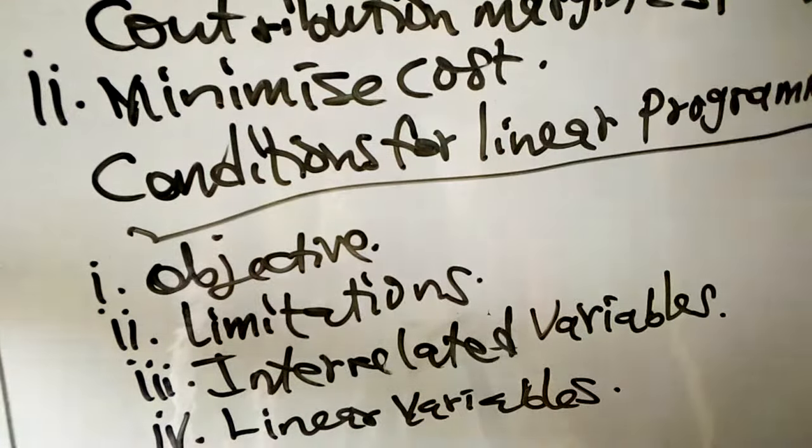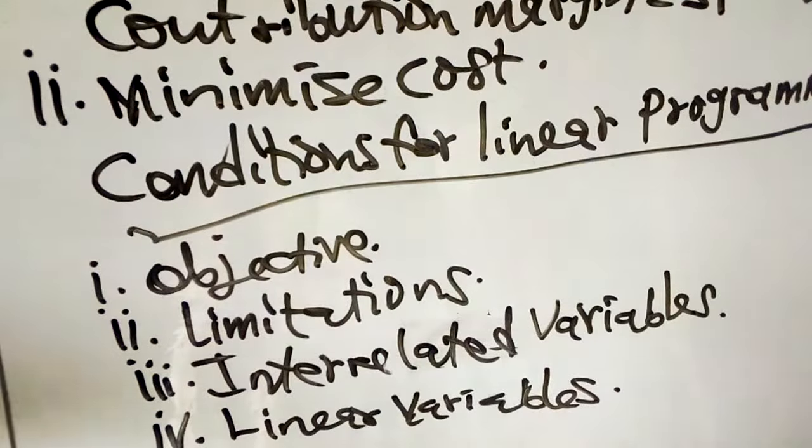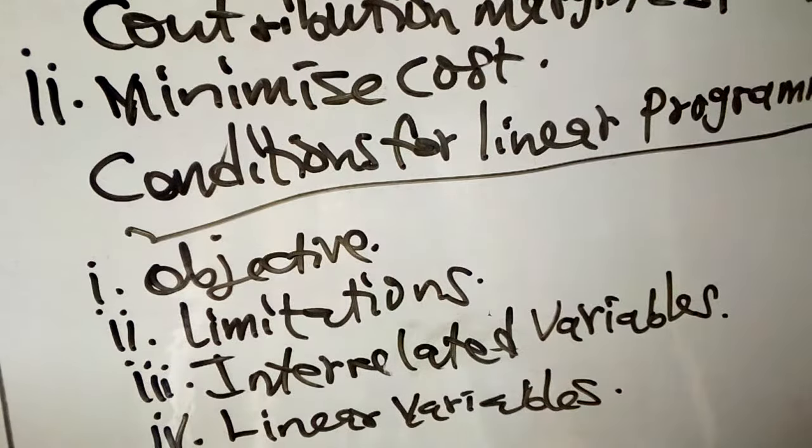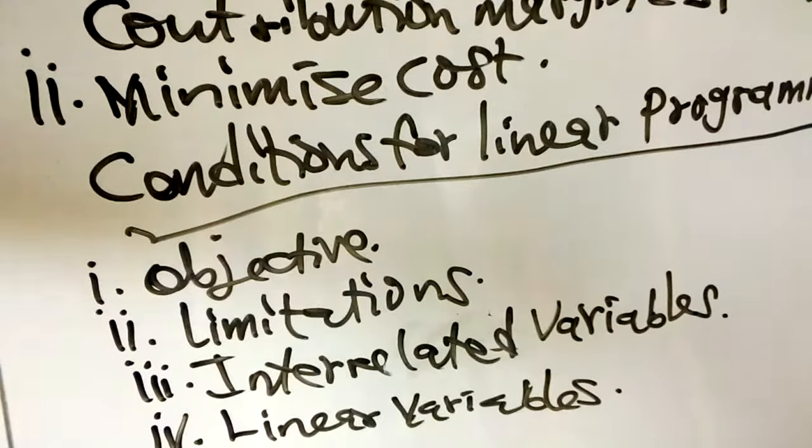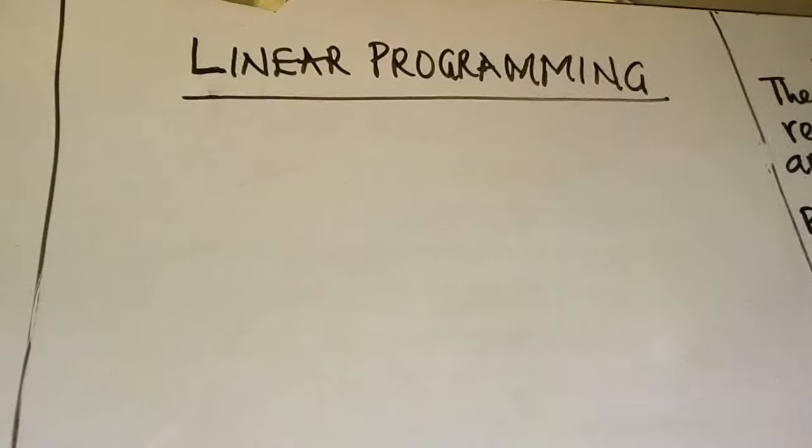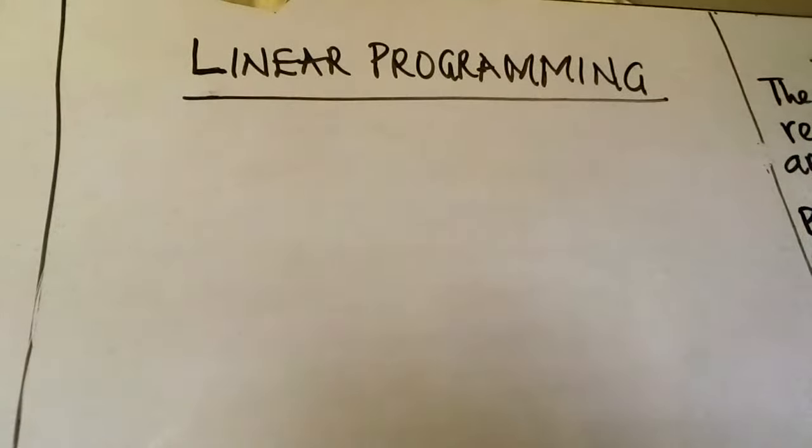Number 3 is that the variables in the problem must be interrelated. Number 4, the variable must be linear in relationship. There must be linear variables. Those are the conditions for using linear programming.